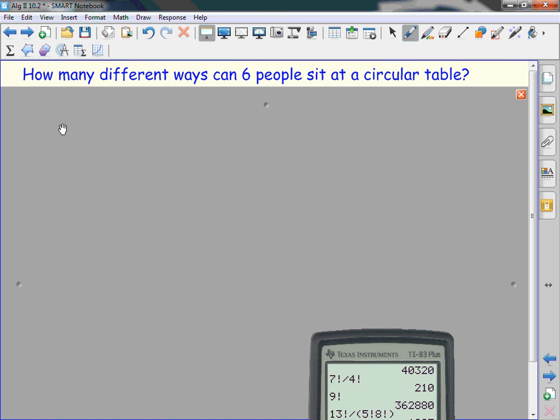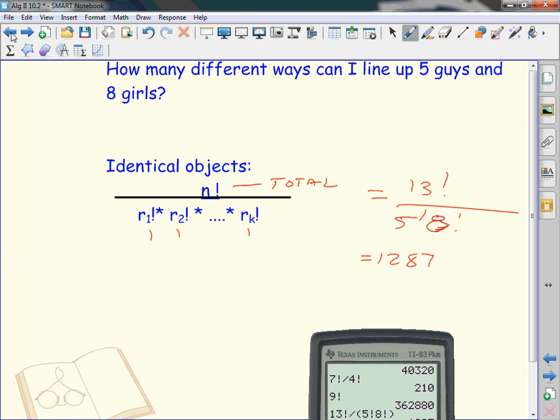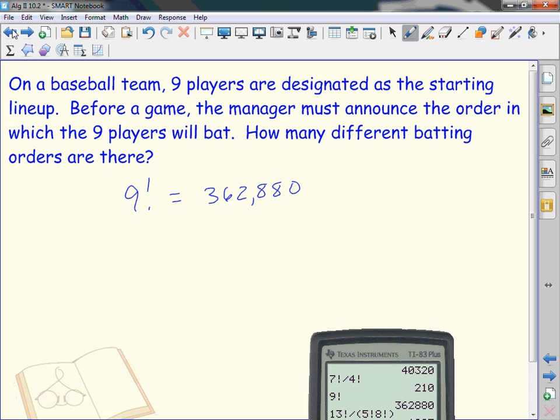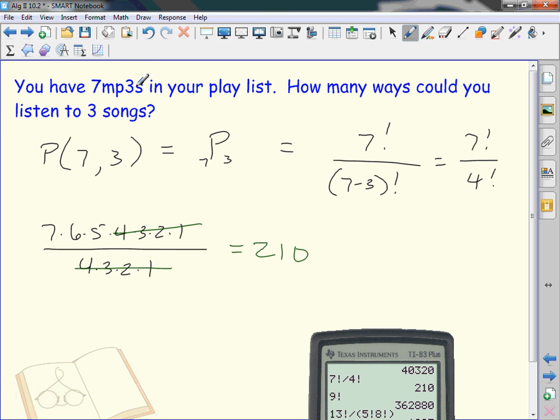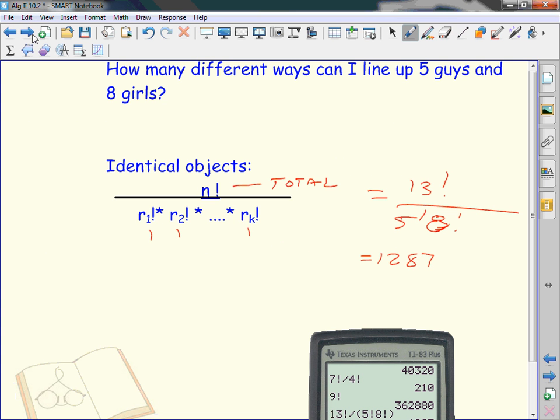So let me get this straight. The only difference really is that you put that together. This is you're taking 2 separate things and putting them into one group. All right? These ones were just one group. How many different ways? This was taking one group and breaking it apart. This is taking pieces and making one group.